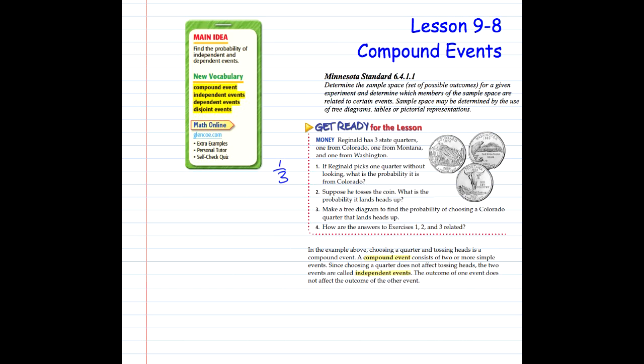Suppose he tosses the coin. What is the probability it lands heads up? 1 positive outcome out of 2 possible. Make a tree diagram to find the probability of choosing a Colorado quarter that lands heads up. Well, let's go. We'll go Colorado, heads, tails.